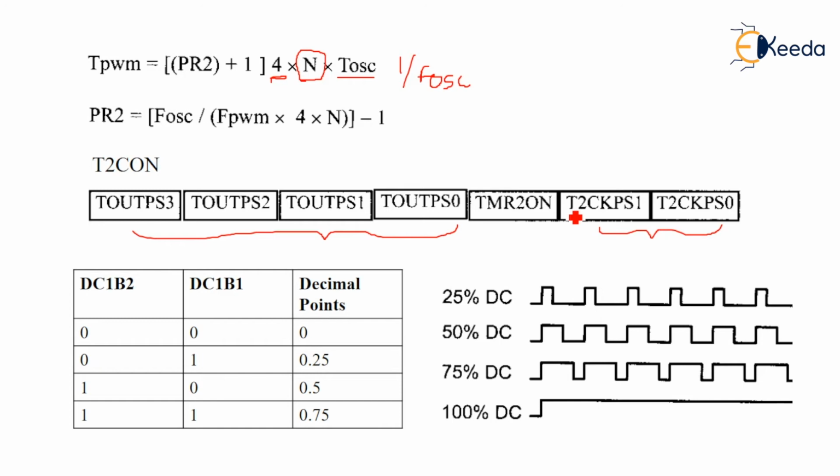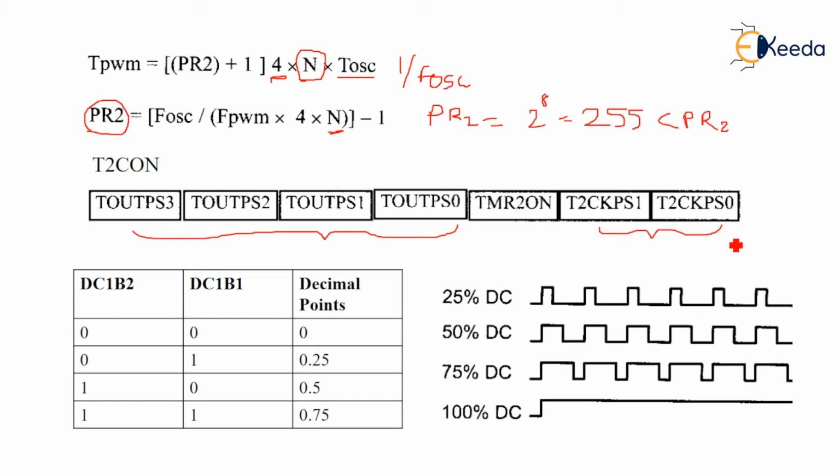If the PR2 value is more than 255, because PR2 is an 8-bit register, how many bits is PR2? It is only 8-bit. So 2 raised to 8 gives combinations only up to 255. That means if your PR2 value is greater than 255, we have to use the prescaler, either divide by 4 or divide by 16. We have the combinations 1:1, 1:4 and 1:16.